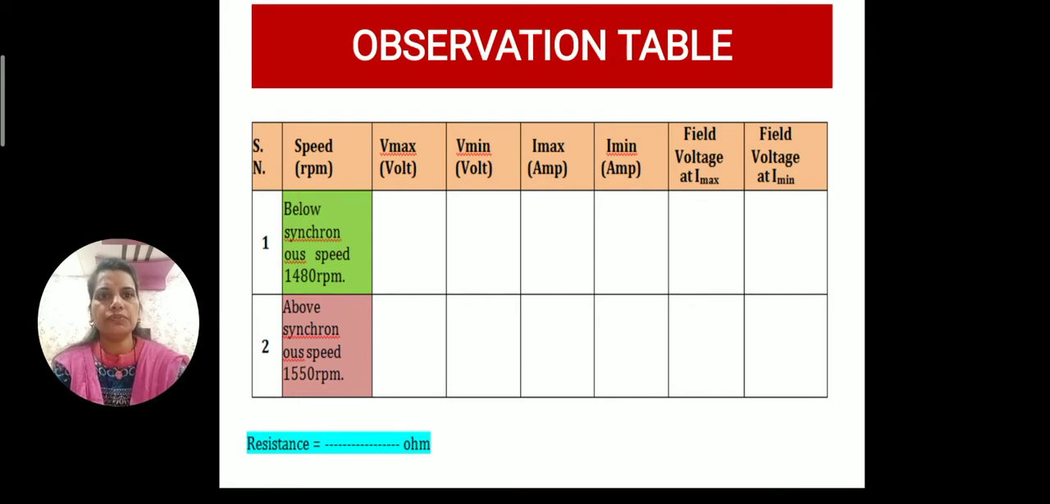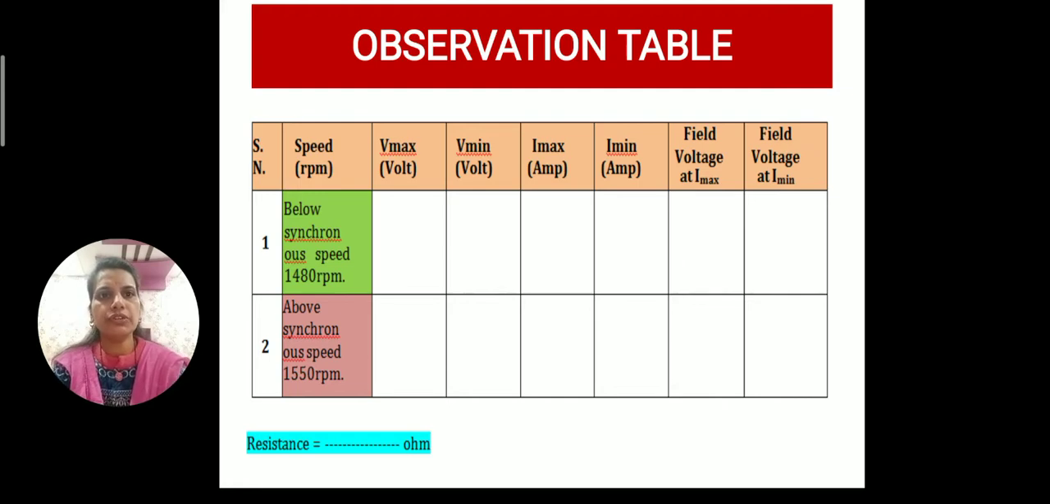First we have to take the reading for below synchronous speed, and after that for above synchronous speed. For below synchronous speed, we have to use the tachometer, and by using the tachometer we first set the speed. It is near about 1480 rpm. After making the connection, set that speed, which is below synchronous speed, and at that speed first we measure Vmax, Vmin, Imax and Imin.